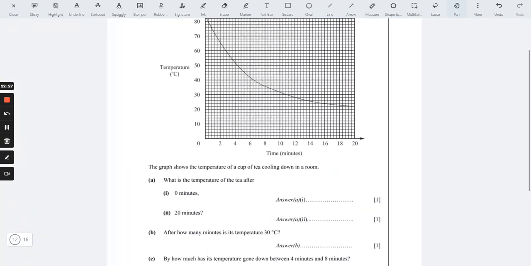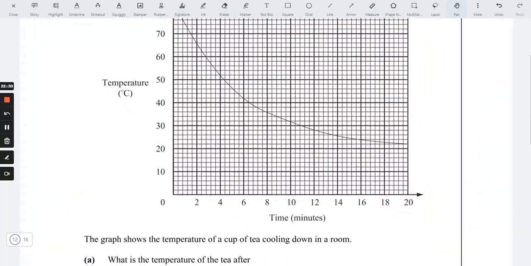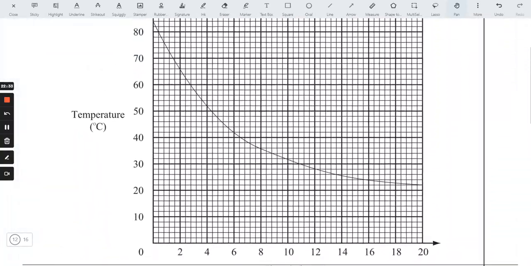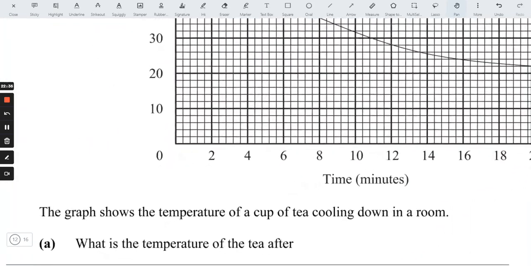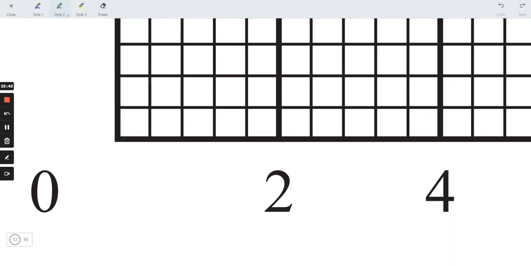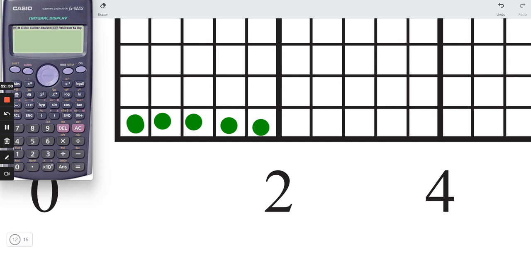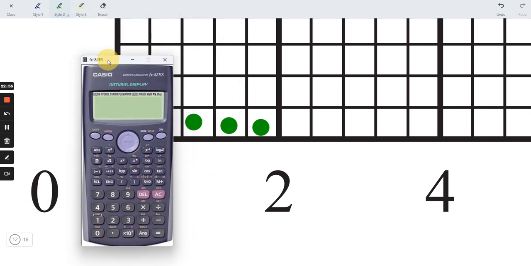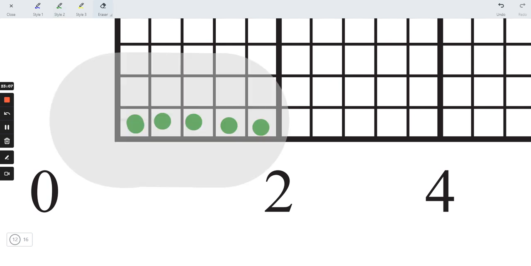Next, here we have temperature and time. This graph shows temperature and time. First of all, you have to understand the scale here. The scale from 0 to 2 has 1, 2, 3, 4, 5 squares, so 2 divided by 5. It's important to understand what each square equals. So 2 divided by 5 equals 0.4. So here each one is 0.4.